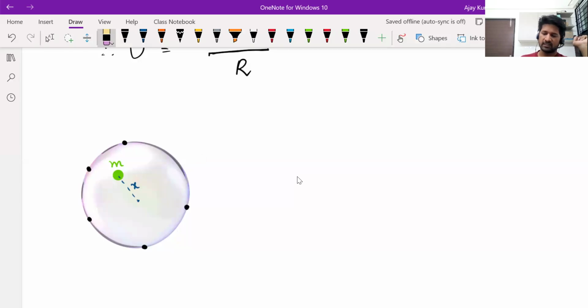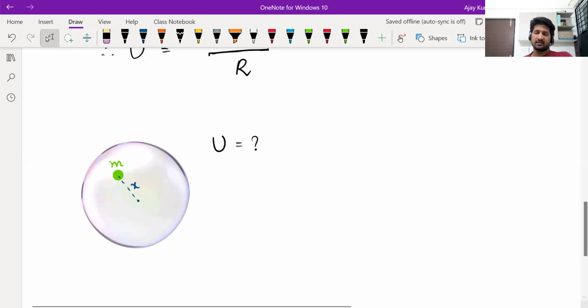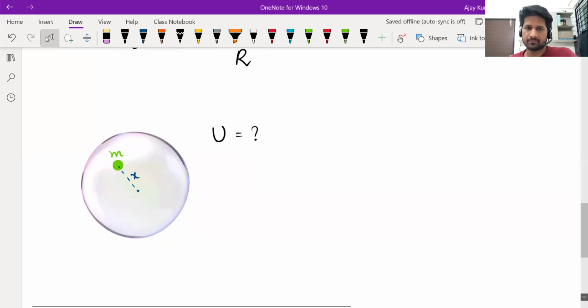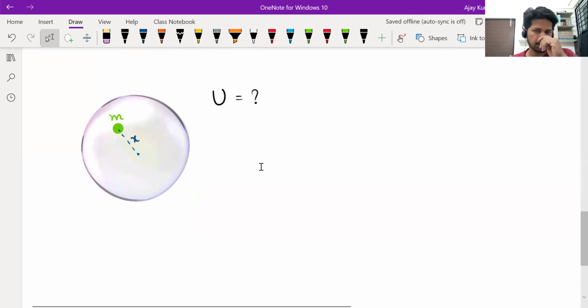Can any of you come up with an idea to find out the potential energy in this case? Potential energy between the hollow sphere and that particle. Think about it. I'll give you a minute. Any ideas, anyone? Okay, no problem.